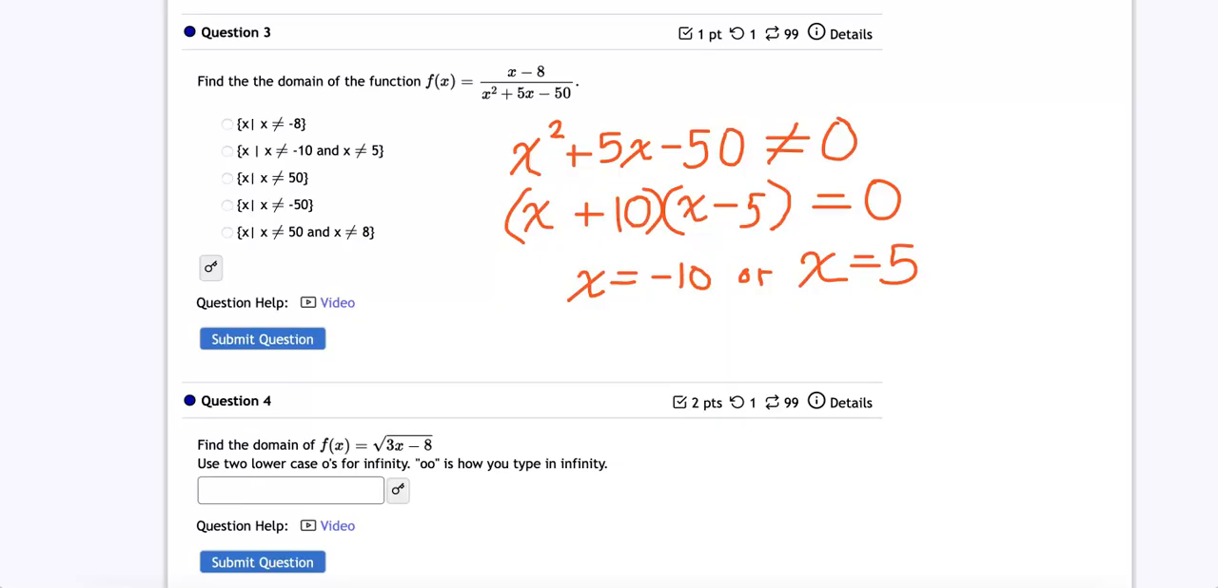Now notice that's what the second option is. It's saying every value of x is fine in the domain except negative 10 and 5. So that's what this set notation is trying to communicate. The way it's read is x such that, that's the vertical line, x cannot equal negative 10 and x cannot equal 5, but any other value of x is fine for the domain.